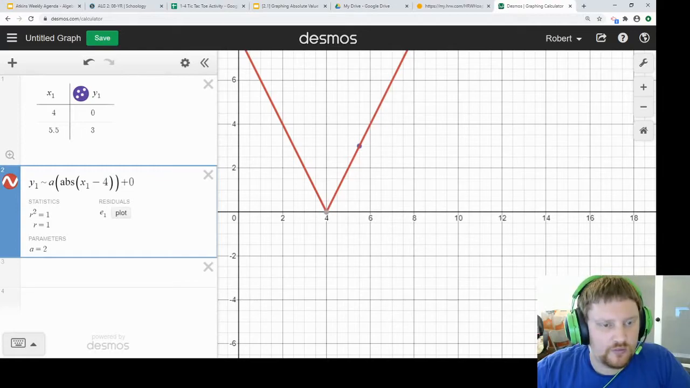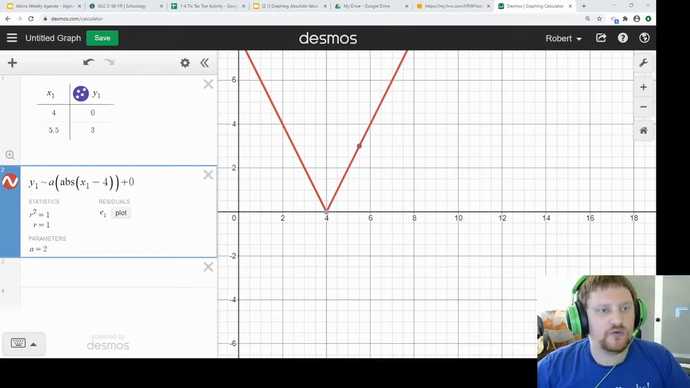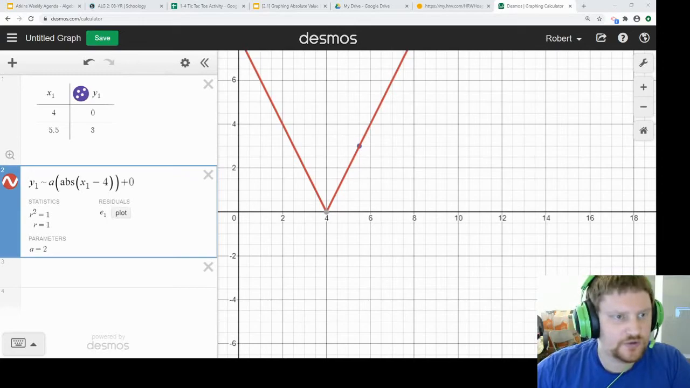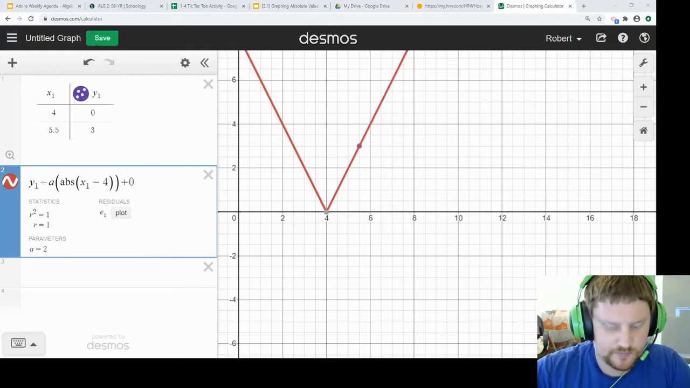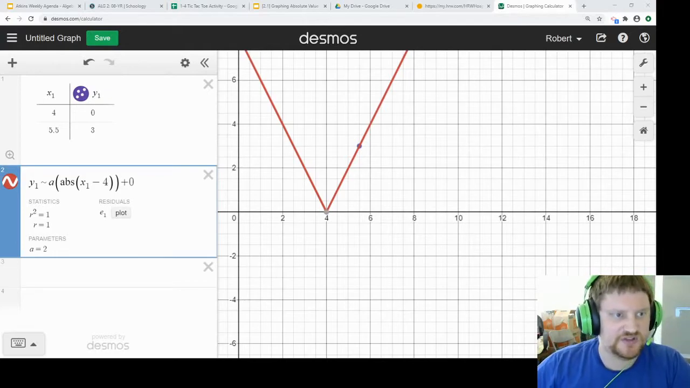So looks like we've got about that. So y equals 2 times the absolute value of x minus 4. And once again, it's plus 0. Check answer. That is correct.